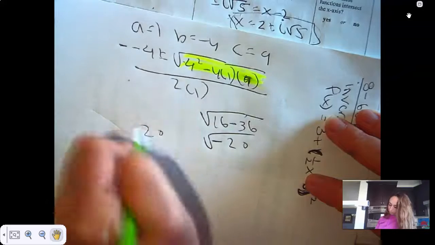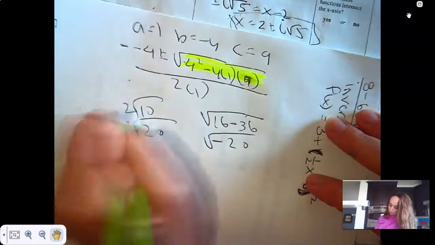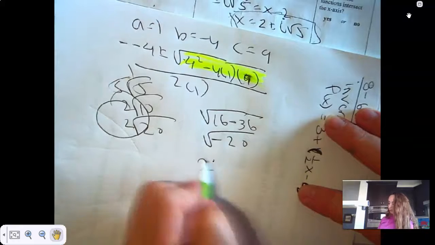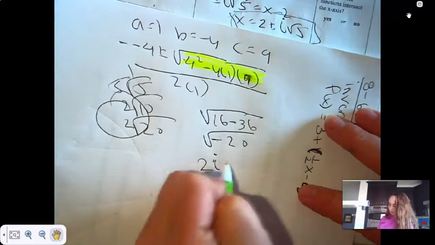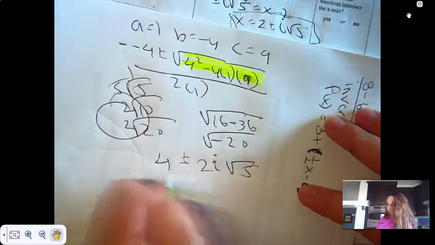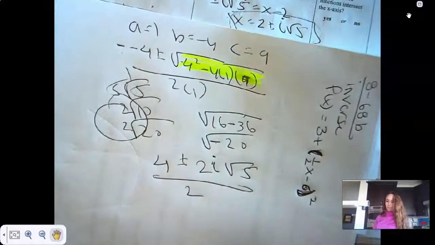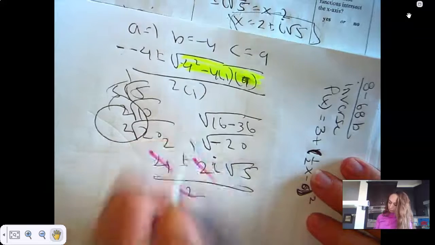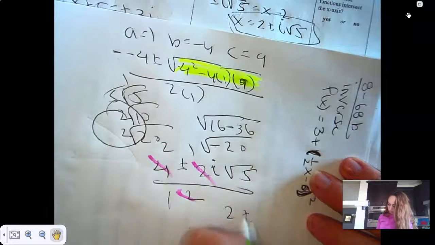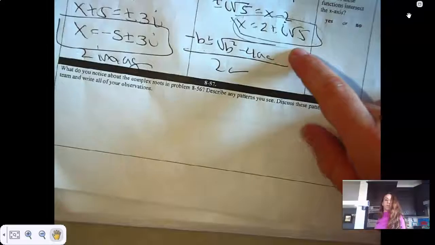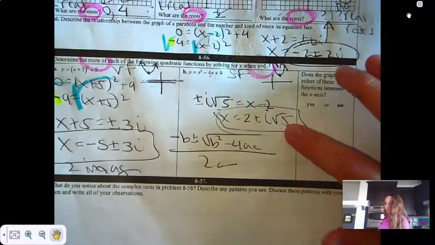20, birthday cake. Circle the double. That's what goes on the outside. There's an i. Root 5 plus or minus. Negative of a negative is 4 over 2. I can divide all of these by 2. So this would be 2, 1, 1, which is 2 plus or minus i root 5, which is what I got right here. Solve it by completing the square?